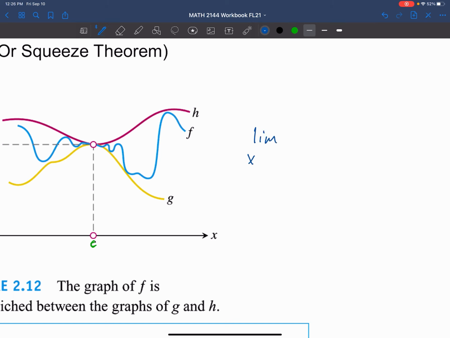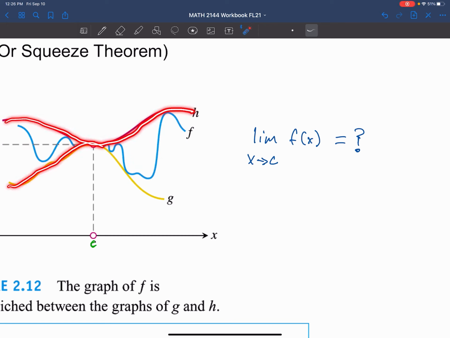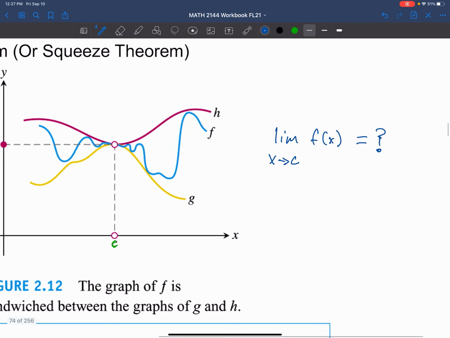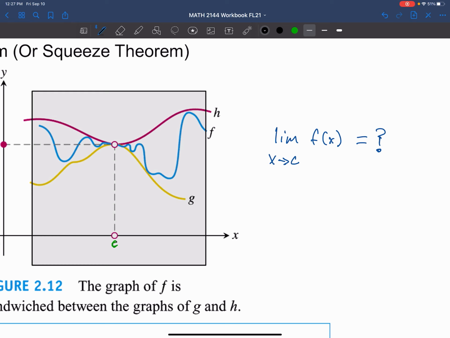The limit as x approaches c of f of x, we're trying to figure out what is that equal to. And suppose we really don't know what f of x is. If you look at this, I hope f is okay. He seems to be up and down, he's just all over the place. But if you look at f, it is contained nicely between these two functions right here. Everyone agree? And again, it doesn't necessarily have to be on its whole domain. It could just be on a little piece. So it could just be on this piece.